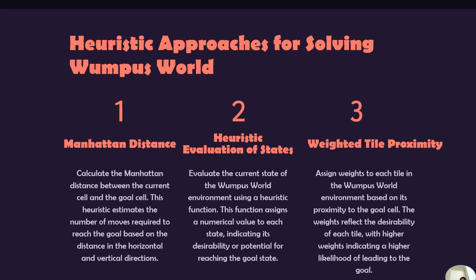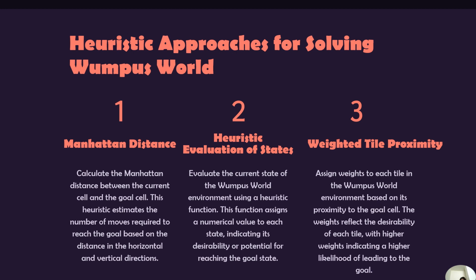Let us talk about heuristic approaches for solving Wumpus world. First is Manhattan distance. Calculate the Manhattan distance between the current cell and the goal cell. This heuristic estimates the number of moves required to reach the goal based on the distance in the horizontal and vertical directions. Second is heuristic evaluation of states. Evaluate the current state of the Wumpus world environment using a heuristic function. This function assigns a numerical value to each state, indicating its desirability or potential for reaching the goal state.